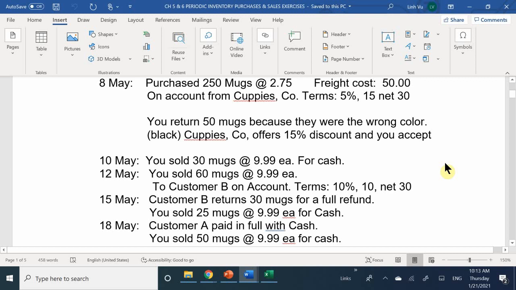All right, so here we are coming back to this scenario. We left off having completed our transaction on May 8th. Now here is the transaction for May 10th. You sold 30 mugs for $9.99 each for cash. So how are we going to journalize this?